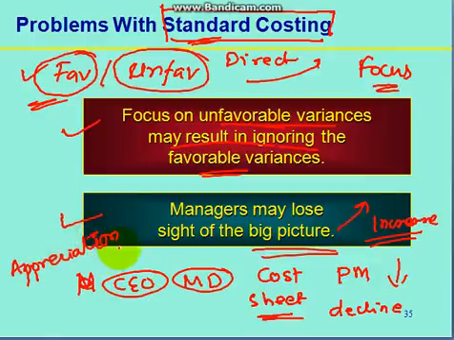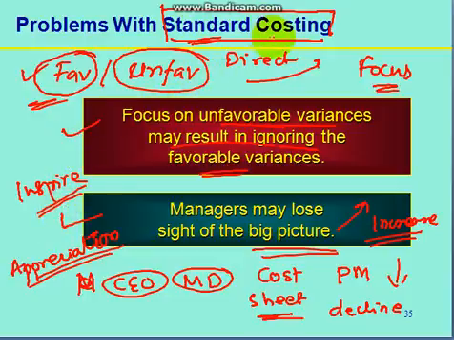That may inspire the managers to work with it and produce better standard costing results. So people should make good use of standard costing methods, and they should avoid these problems which are created due to standard costing techniques.